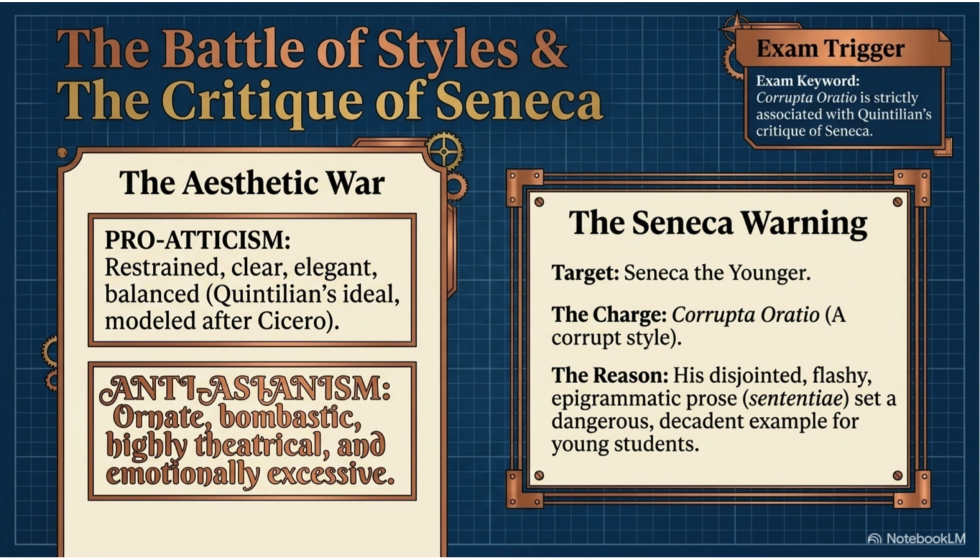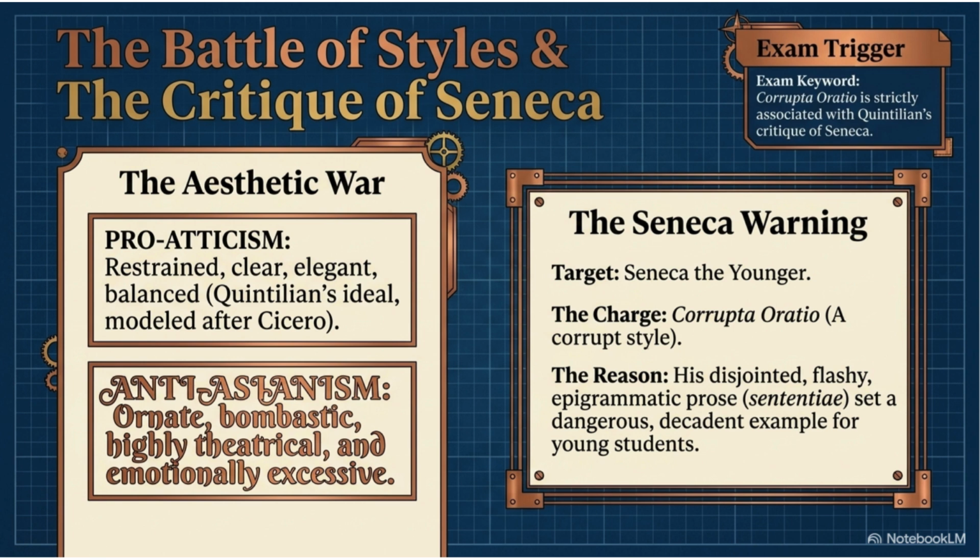Look at the left side of the slide. It is called the aesthetic war. The word aesthetic simply means beauty or artistic style. Different writers believed that beautiful language should look different. Quintilian compared these styles and asked, which style creates the best orator? First style, pro-atticism. The slide describes it as restrained, clear, elegant, and balanced.